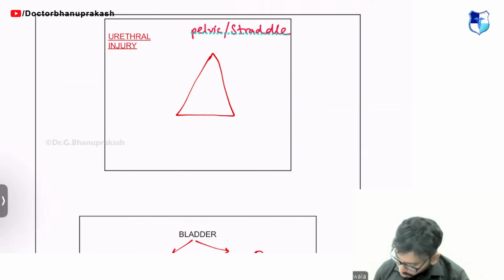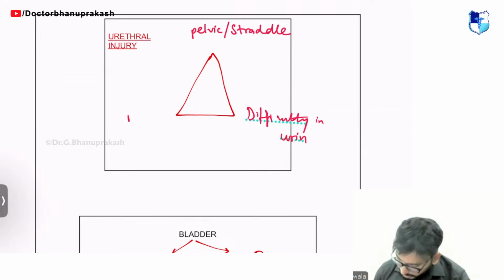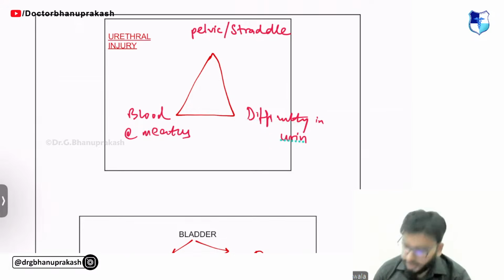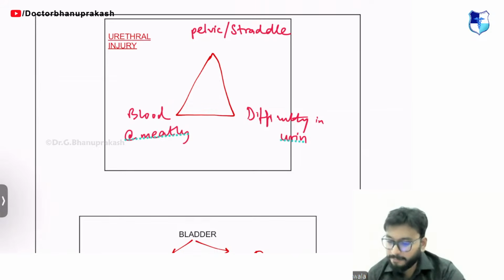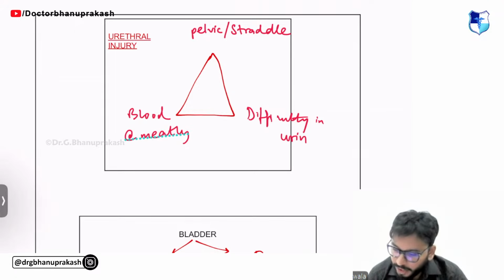Decreased urine output. There is difficulty in passing urine. And third, there can be blood at the tip of the meatus. Okay, guys, if you see these three or any two out of these three, then you start thinking about urethral injury.